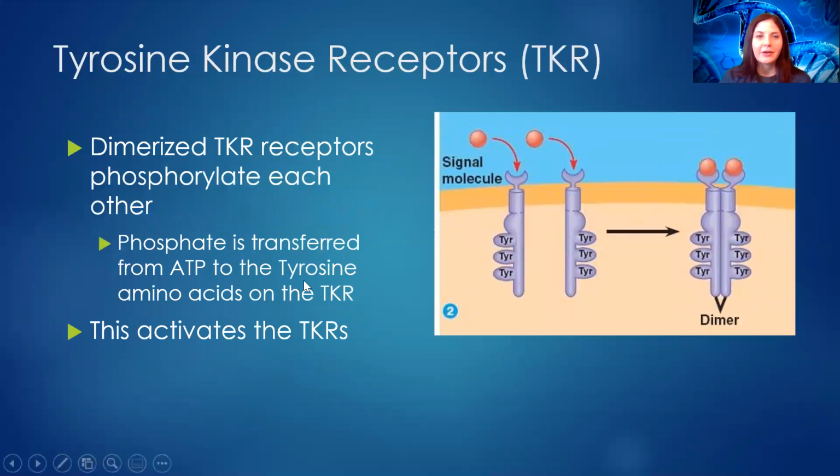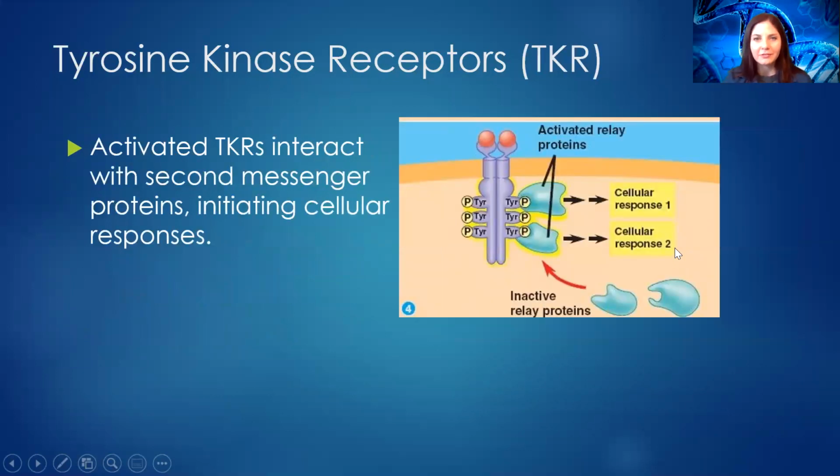So the dimerized tyrosine kinase receptors phosphorylate each other. So they basically activate each other. And then that phosphate is transferred from ATP to the tyrosine amino acids on the tyrosine kinase receptors. And this activates those tyrosine kinase receptors. Now, once those activated receptors are bound, they can interact with secondary messenger proteins and help to initiate those cellular responses and amplify the signal so it can eventually reach the nucleus.